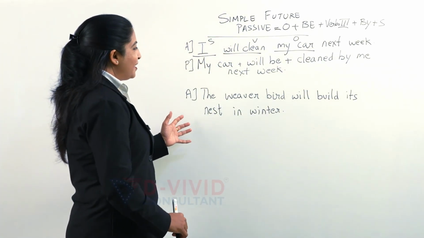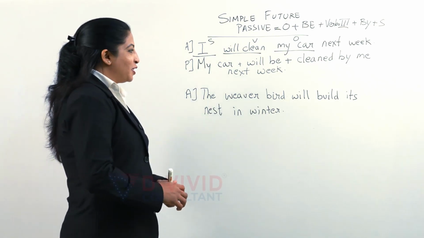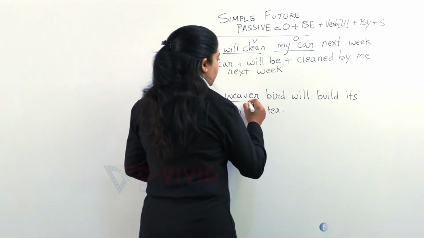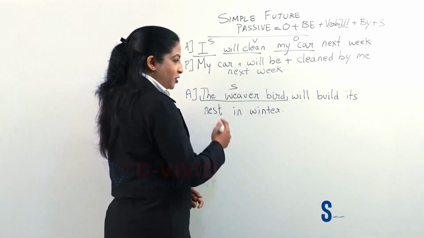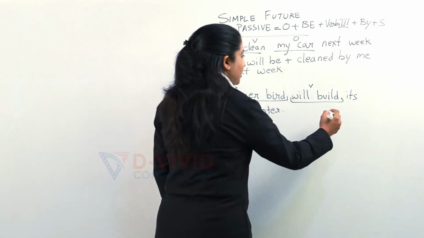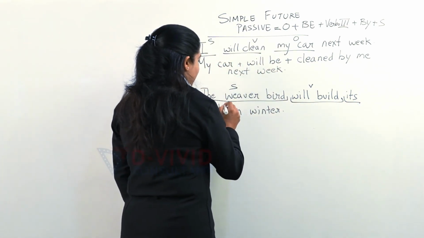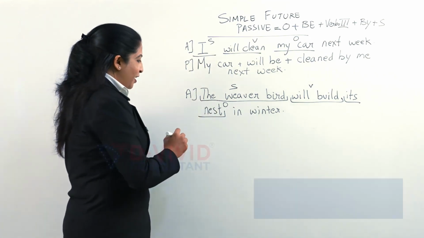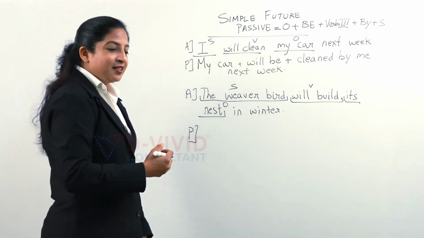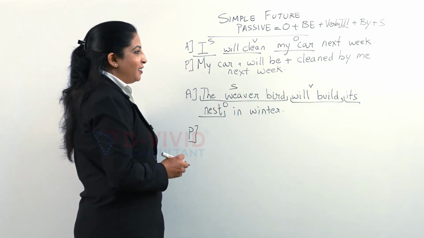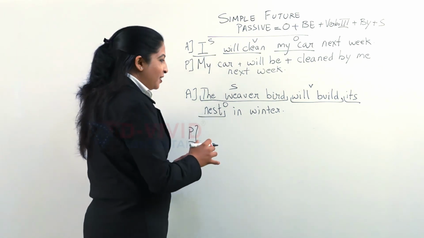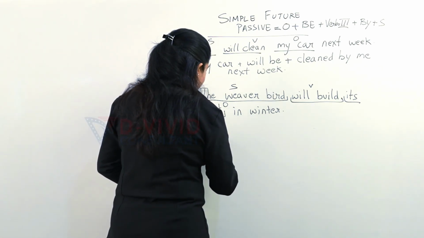So let's try to convert this sentence into passive. Before we move on, let us see what we are having. We are having the weaver bird as our subject, will build as our verb, and its nest is our object. So let's try converting this sentence into passive. We'll take our object first. Now I have its over there. So can I take the liberty of writing something like that? Can I say like this?